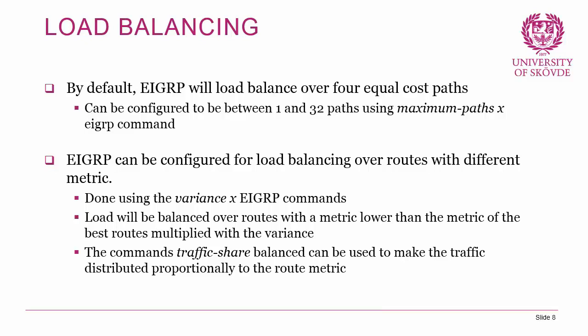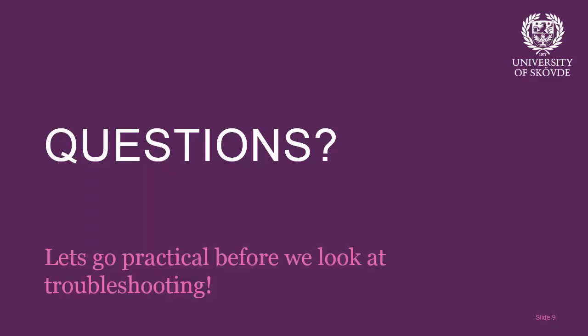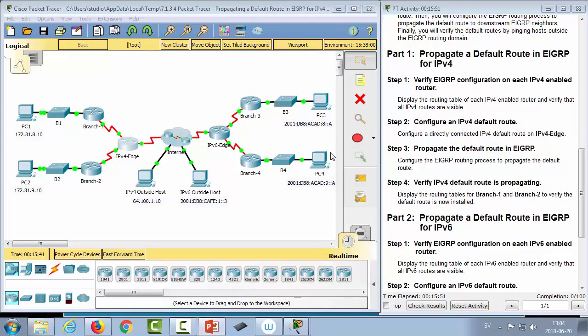So that's it for this little theoretical part where we discussed summarization, default route propagation, some timers, and the load balancing. Now, if you have any questions, you know what to do with them. But for now, we're going to have a look at propagating default routes in practice. So let's head over to Packet Tracer.